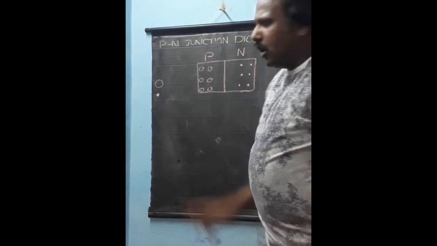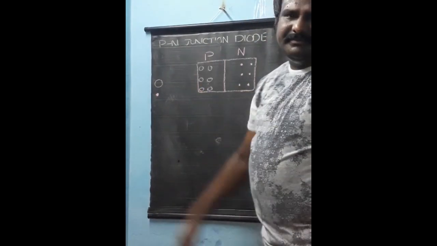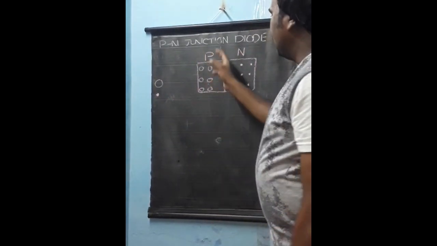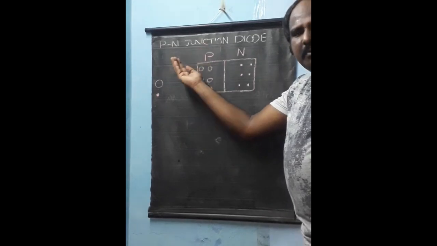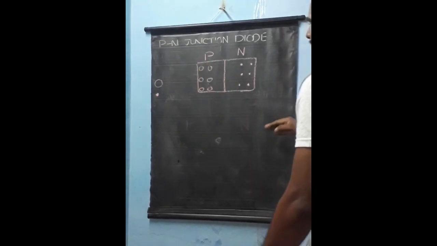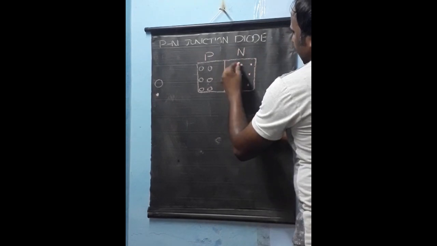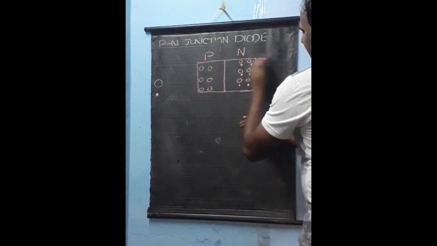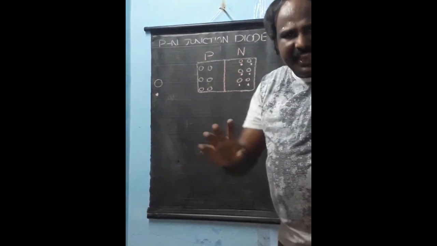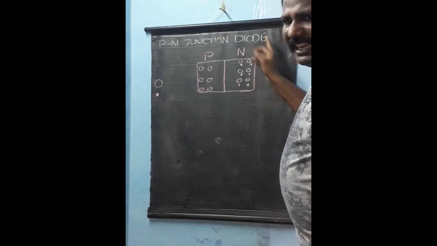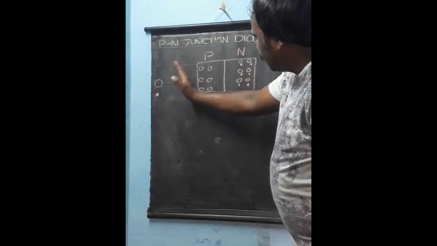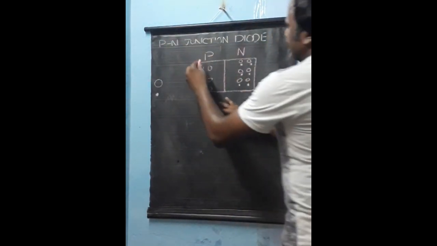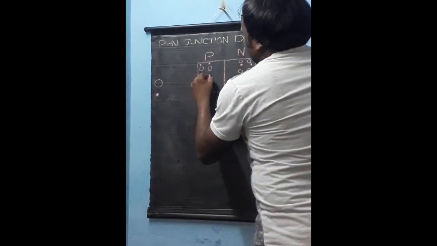Now, holes from P-type diffuse towards N-type. This means the holes from the P region move towards the N region. So all the holes from P will move towards the N region. In the same way, the electrons from the N region will diffuse into P-type. So all the electrons will move towards P-type, in such a way.